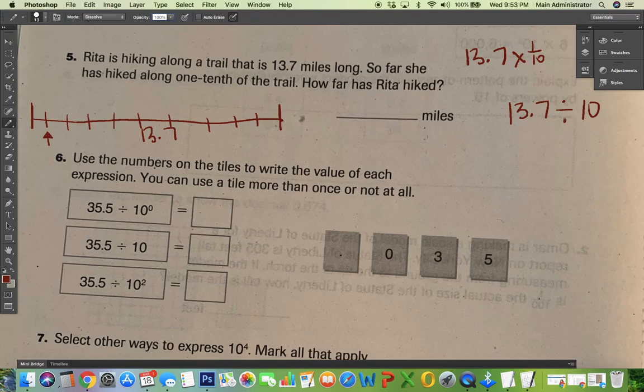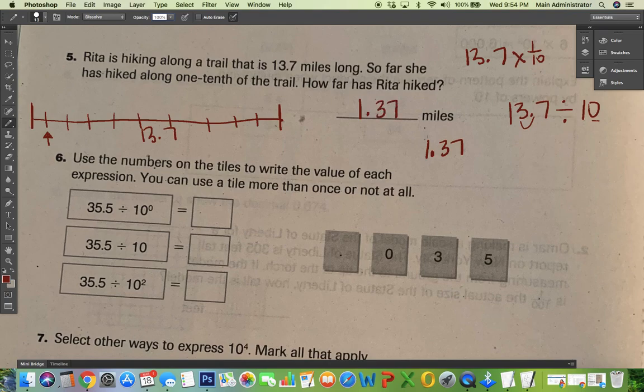But with this division, I know that division means I should probably get a smaller number. So I'm going to take my decimal and move it 1 space, because I have 1 zero over. So it would be 1.37 miles so far she's hiked.